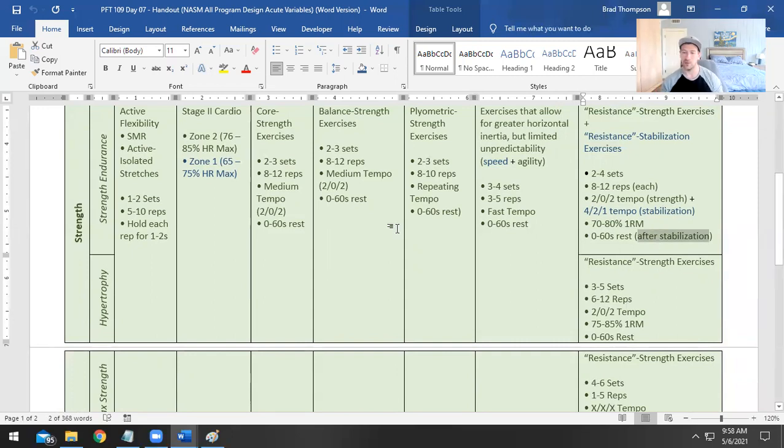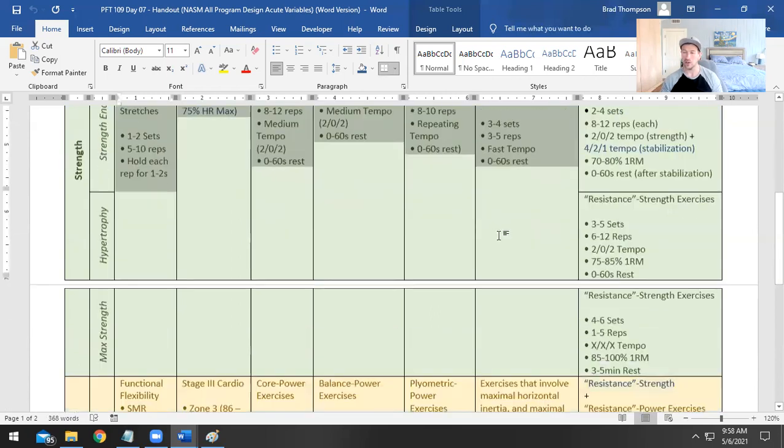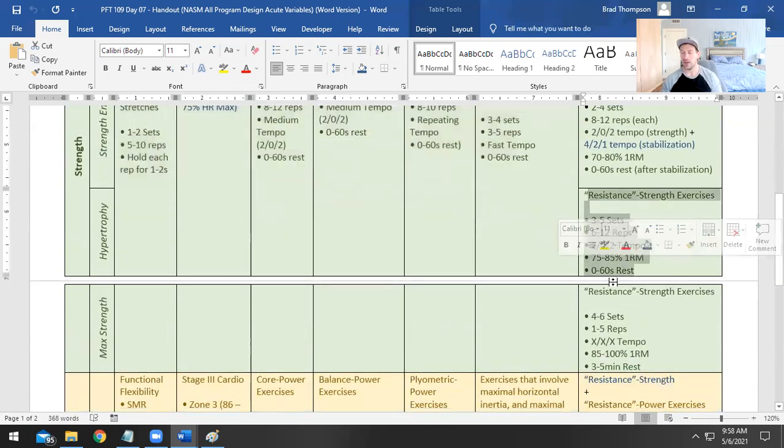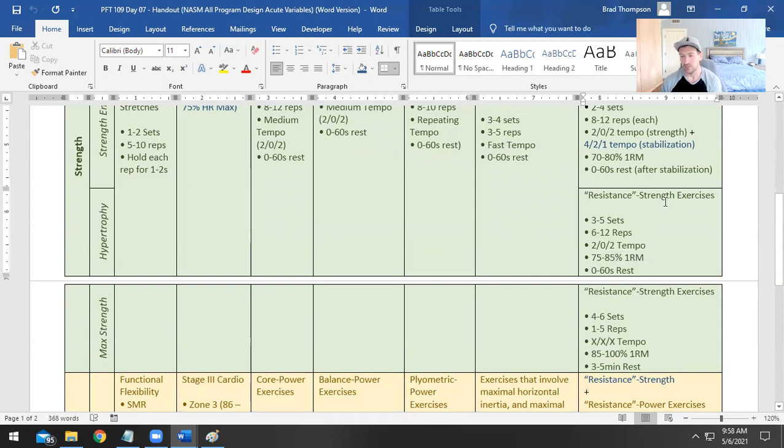Then if your client moves forward a month, you would keep your movement prep and your flexibility and your cardio the same, but then you would apply all the hypertrophy stuff, right? 3 to 5 sets, 6 to 12 reps, 2-0-2 tempo, 75 to 85% of your 1 rep max, and about 60 seconds of rest. So relatively short rest, but not super short. Relatively high intensity, but not super high. It's in the middle of everything.